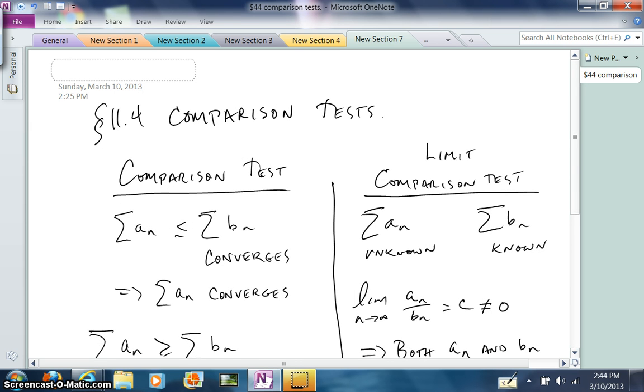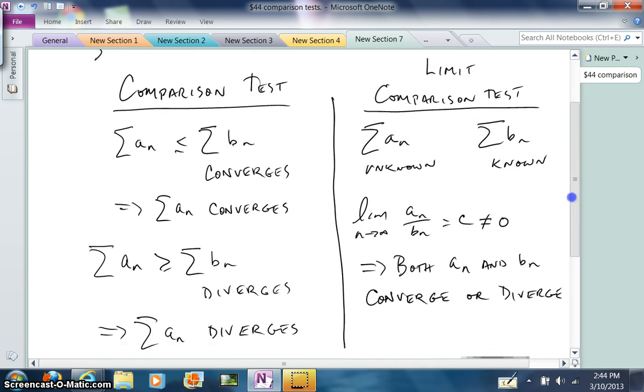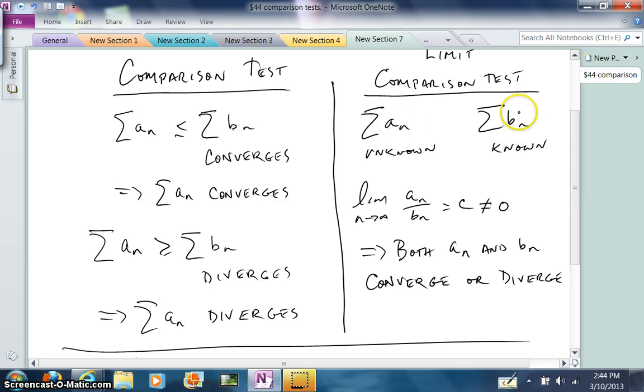So a variation of that is to take a limit of the sequences on the inside of a series in ratio form. So if I have a_n that is unknown and b_n is known, say I know that this is convergent, and I put these two together, a_n over b_n, and I take that limit, if I get a constant, which is non-zero, then both a_n and b_n converge or diverge.